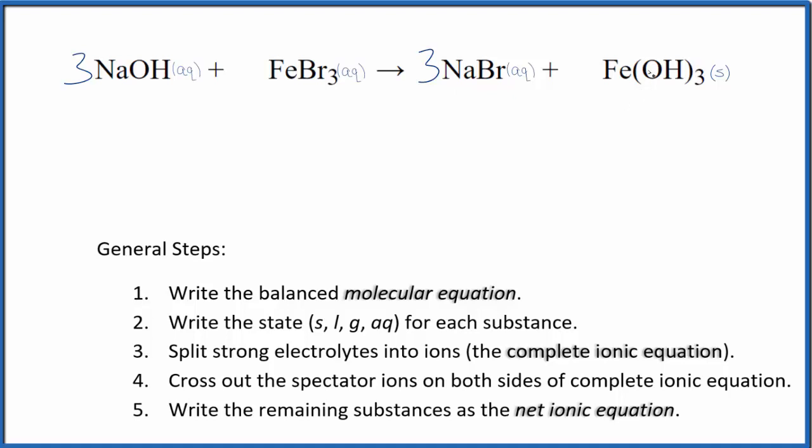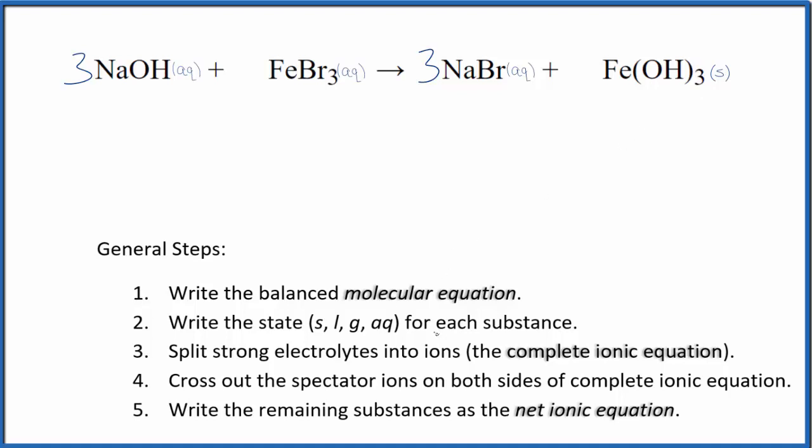And then the iron(III) hydroxide. Hydroxides in general, unless they're with group 1 elements like sodium, they're insoluble. So this is going to be insoluble. It'll fall to the bottom of our test tube as a precipitate. So Fe(OH)3, that's the precipitate in this reaction here.